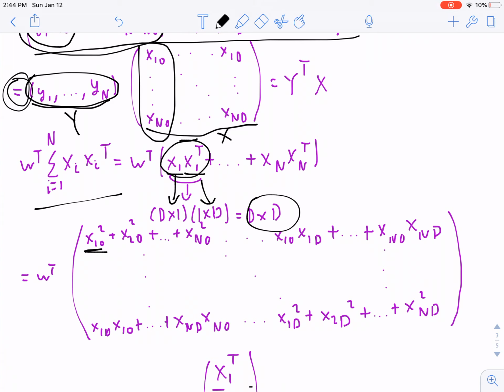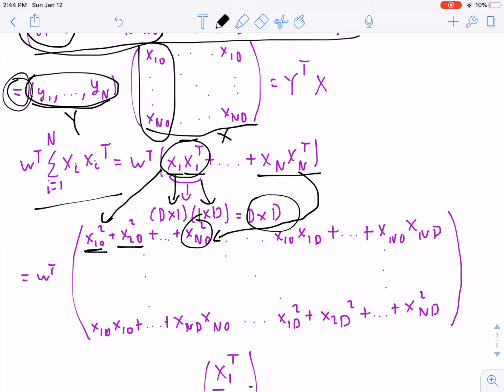So here, if we look at x1 times x1t, that's going to be a d by d matrix. The top left corner is going to be x1 naught squared, because it's going to be the first element in x1 times the first element in x1, because x1t is just a dot product of x1 with itself. And so this actually gives us our first element of the sum. And then similarly, we'll get x2 naught squared. And then when we get down to xn times xnt, that'll just be xn naught squared. So that's how we get this element right here.